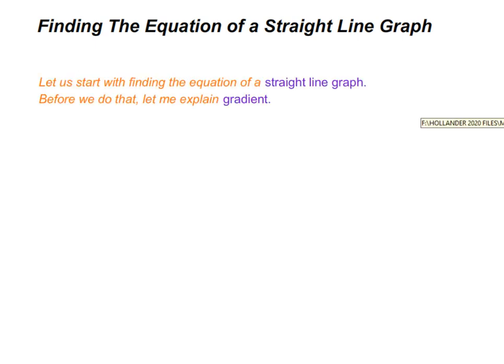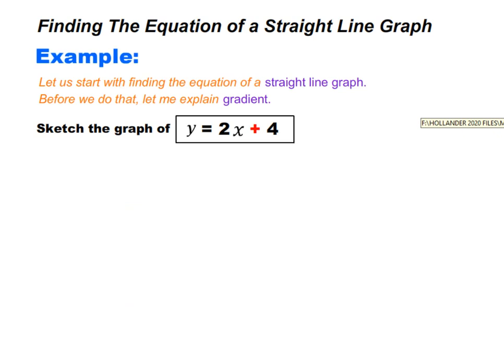Let us start with finding the equation of a straight line graph. Before we do that, let me explain gradient or slope. Have a look at this example. In this example, we want to sketch the graph of y is equal to 2x plus 4. Let us quickly write down the equation of our graph. Our equation is y is equal to 2x plus 4.